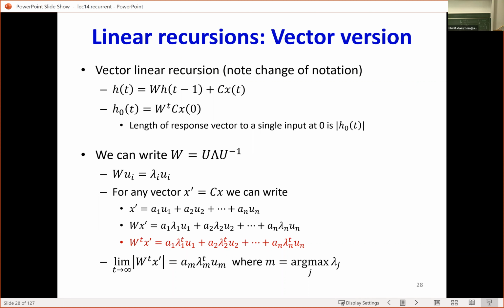And moreover, if you look at what happens, I can write any vector as a weighted linear combination of all of the eigenvectors, right? So I can write any vector u.